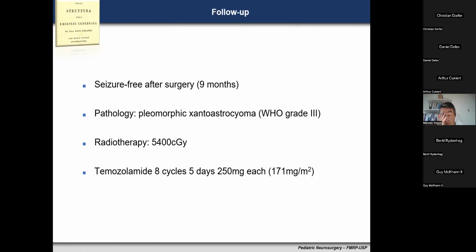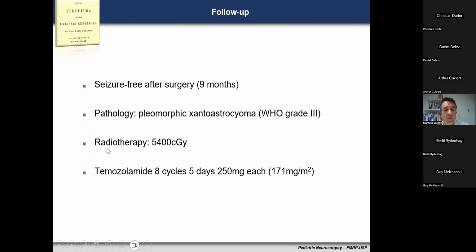From an epilepsy standpoint, the child is doing quite well. She's been seizure-free. She was operated on last December, so she's been seizure-free for 9 months. What's interesting here is that pathology came out to be a little bit different. It was a pleomorphic xanthoastrocytoma, which is grade 3.